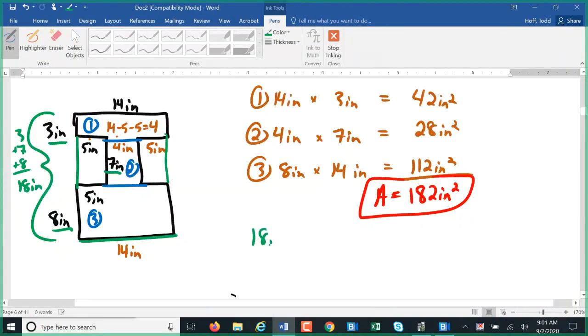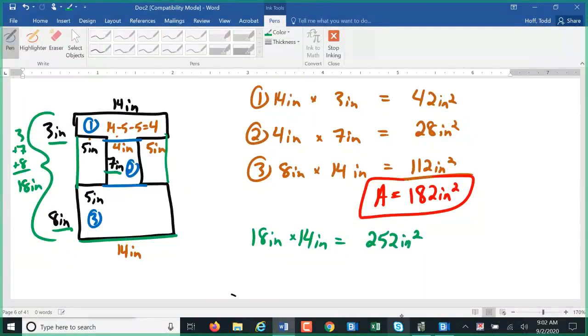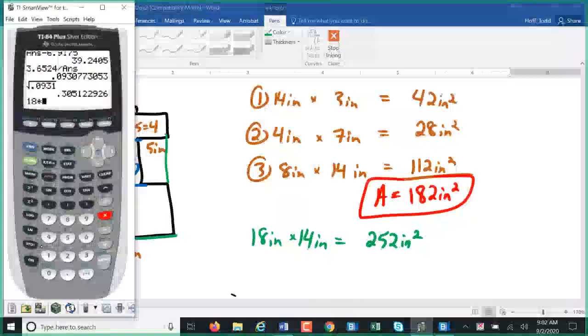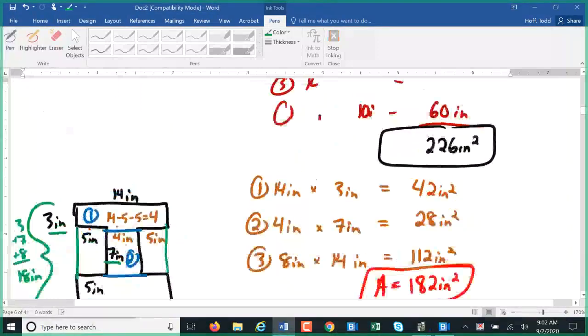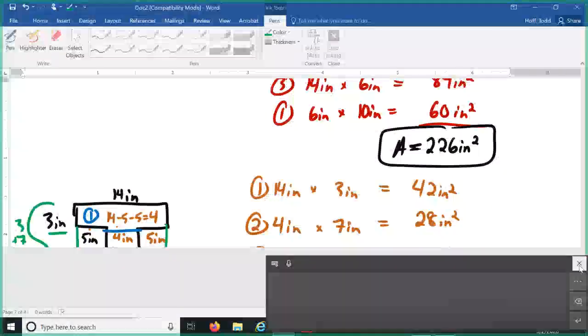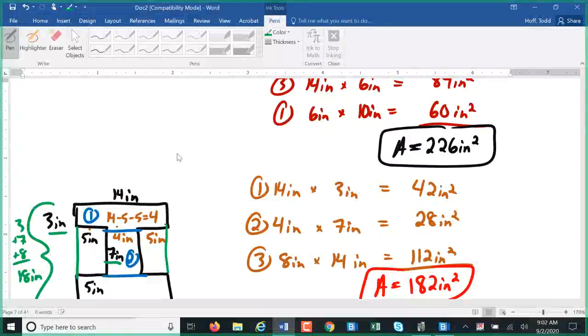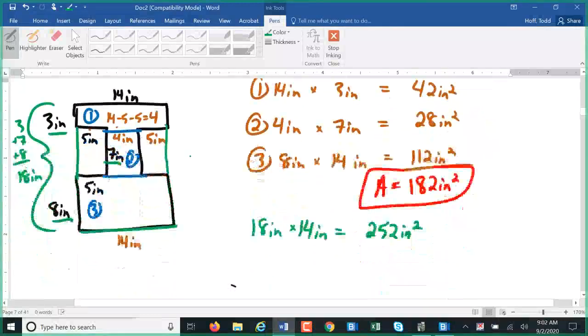So that would be 18 inches by 14 inches, which is, what is that, 252 inches squared. It's been a slow morning, I'm double checking. There we go. It is 252 inches squared. And then I have to subtract out those two missing pieces.